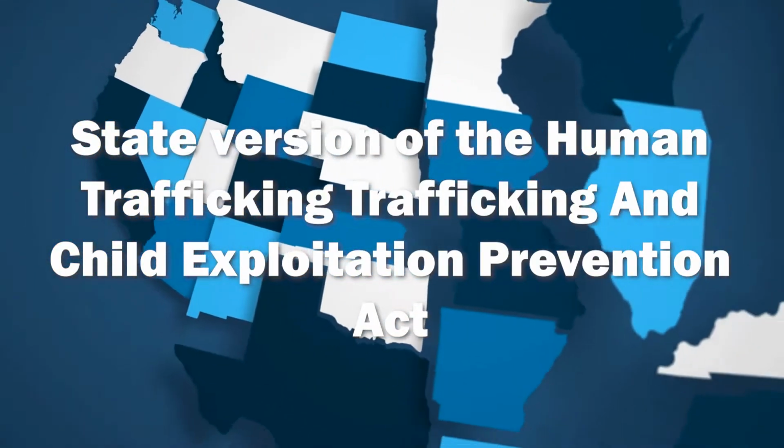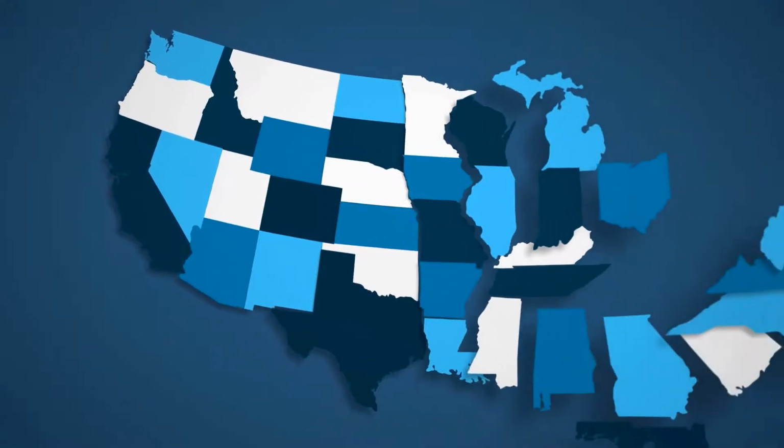There is a federal version and a state version of the Human Trafficking and Child Exploitation Prevention Act. This video explains both, starting with the state bill. The state version of the Human Trafficking and Child Exploitation Prevention Act is divided into three parts.